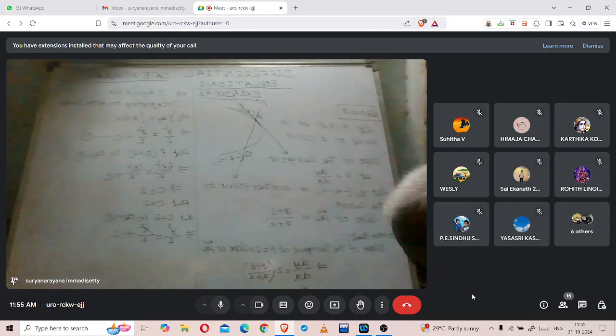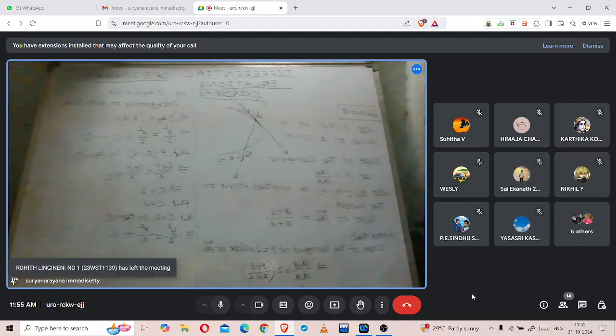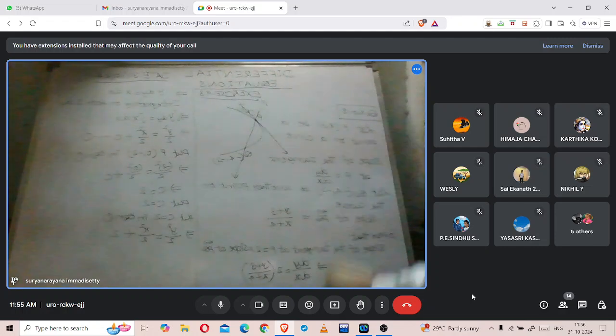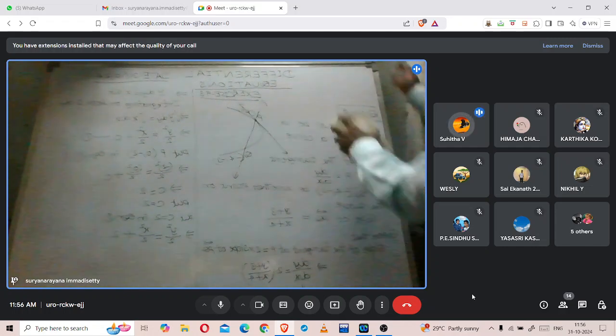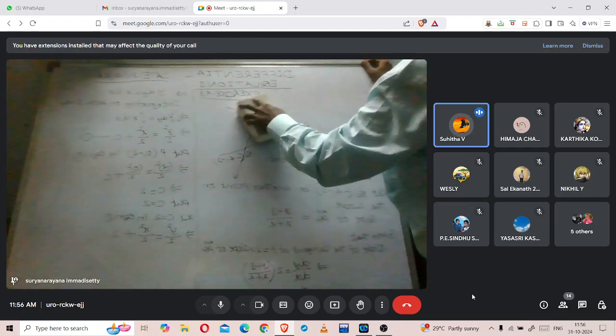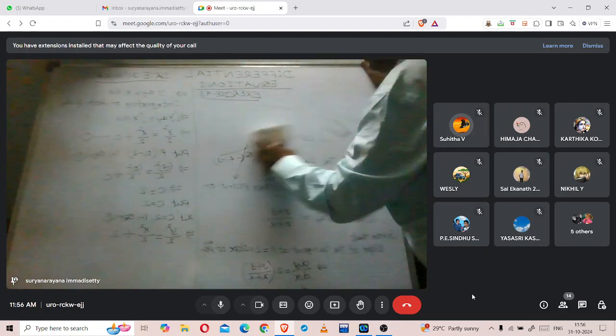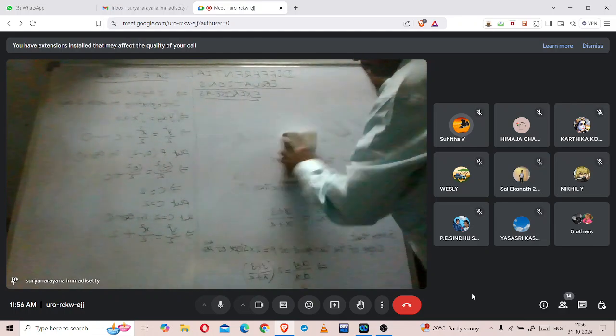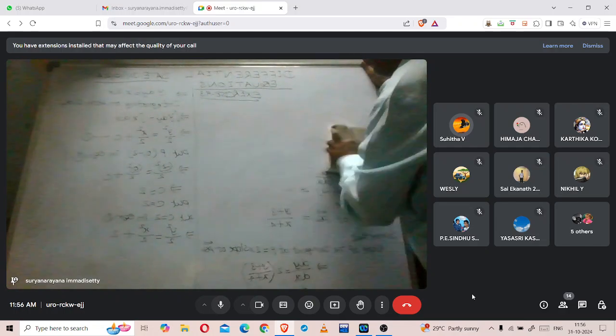Find the radius of the balloon after 3 seconds. Here also we have to write the differential equation and solve it. This question is related to the volume of a sphere. What is the formula for the volume of a sphere? Volume of a sphere is 4 by 3 pi r cube.